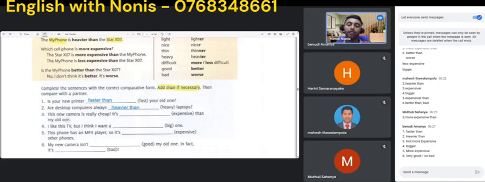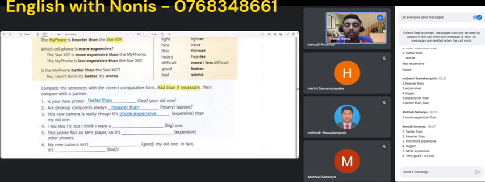Than my old one. Okay, so when you use expensive, the comparative form is more expensive. The new camera is really cheap. It's more expensive than my old one. So more is used here because the comparative form of the word expensive is more expensive than my old one. Next one.